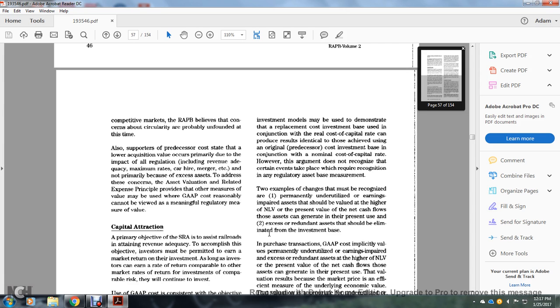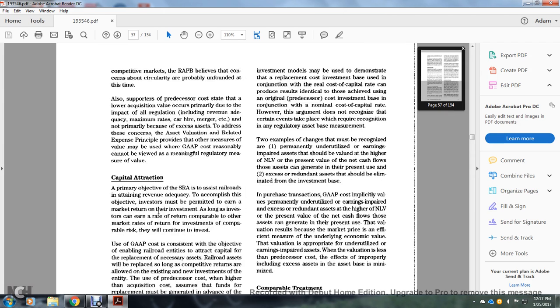Not primarily excessive assets, but just these concerned the asset valuation related with the expense principle provides that other measures of value may be used. The government accounting auditing principle cost reasonably cannot be viewed as a meaningful regulatory measure of value.